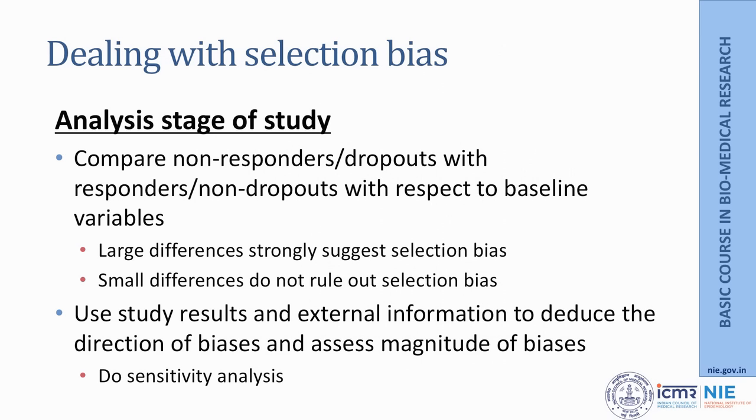Another way to assess whether selection bias may have occurred in our study is to do what we call sensitivity analysis, in which we try to do an analysis assuming how much bias could have happened and what direction it could have gone, and try to see how it affects the study results. If the study results are affected in a major way, then we can assume that yes, selection bias has occurred.